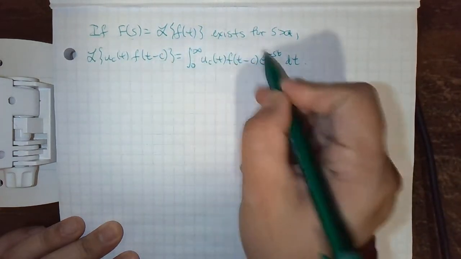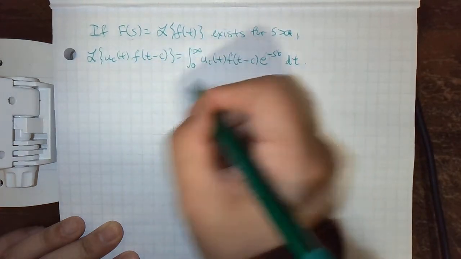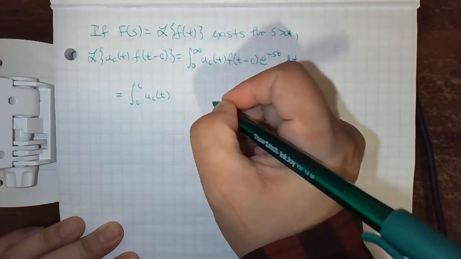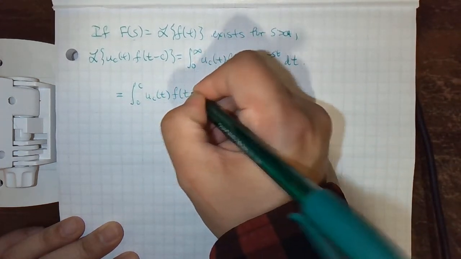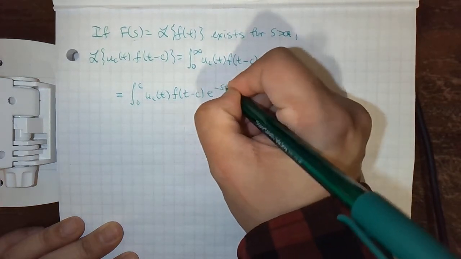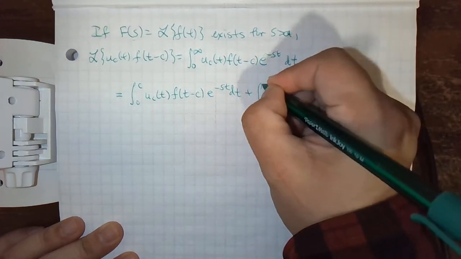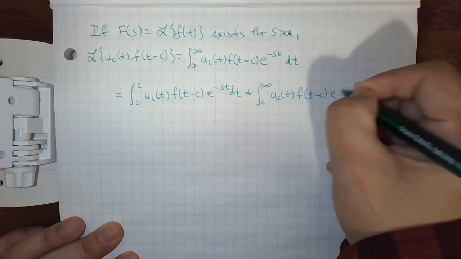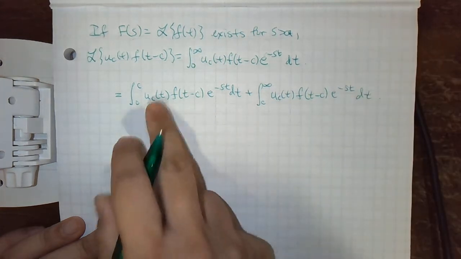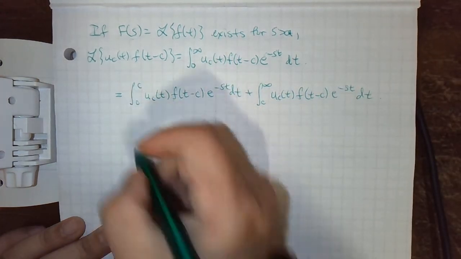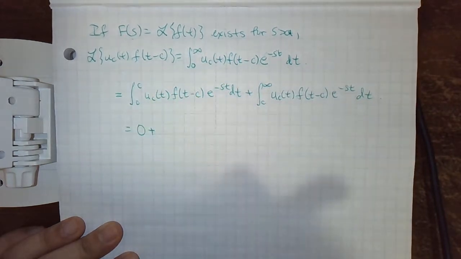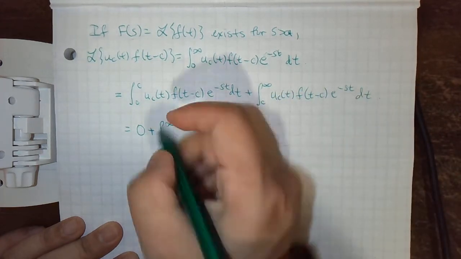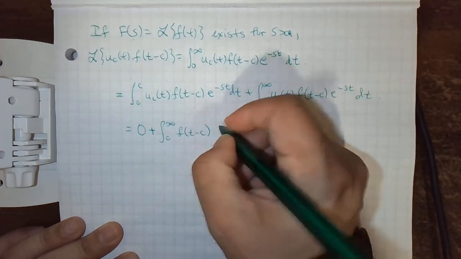Okay, so this is the definition of Laplace transform. I just rewrote that function there. And then uc of t is a step function, so we're going to integrate the parts separately from 0 to c, of f of t minus c e to the minus st dt, and then adding c to infinity uc of t f of t minus c e to the minus st dt. And then uc of t is 0 here, so that whole integral is 0. It's a definite integral of 0, plus the integral from c to infinity. uc of t here is 1, so 1 times that, or f of t minus c times e to the minus st dt.